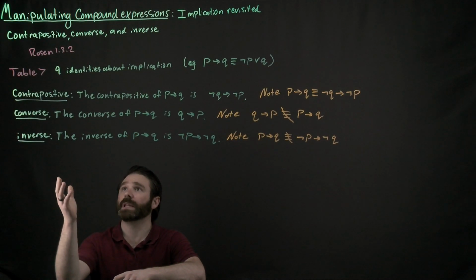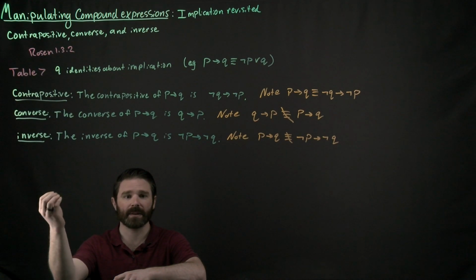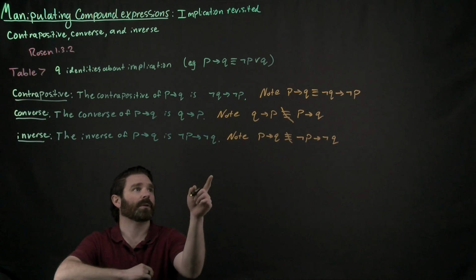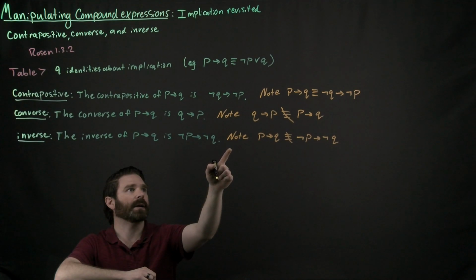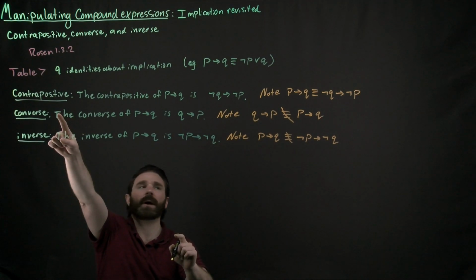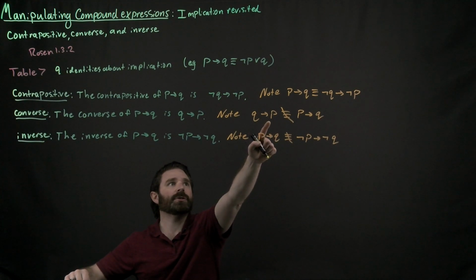So now that we have the definitions of contrapositive, converse, and inverse, let's go ahead and see how they relate to each other. I've already written a couple of notes over here about how they relate to each other. And in fact, I have one identity right there. I have claimed that the contrapositive is logically equivalent to the original statement.